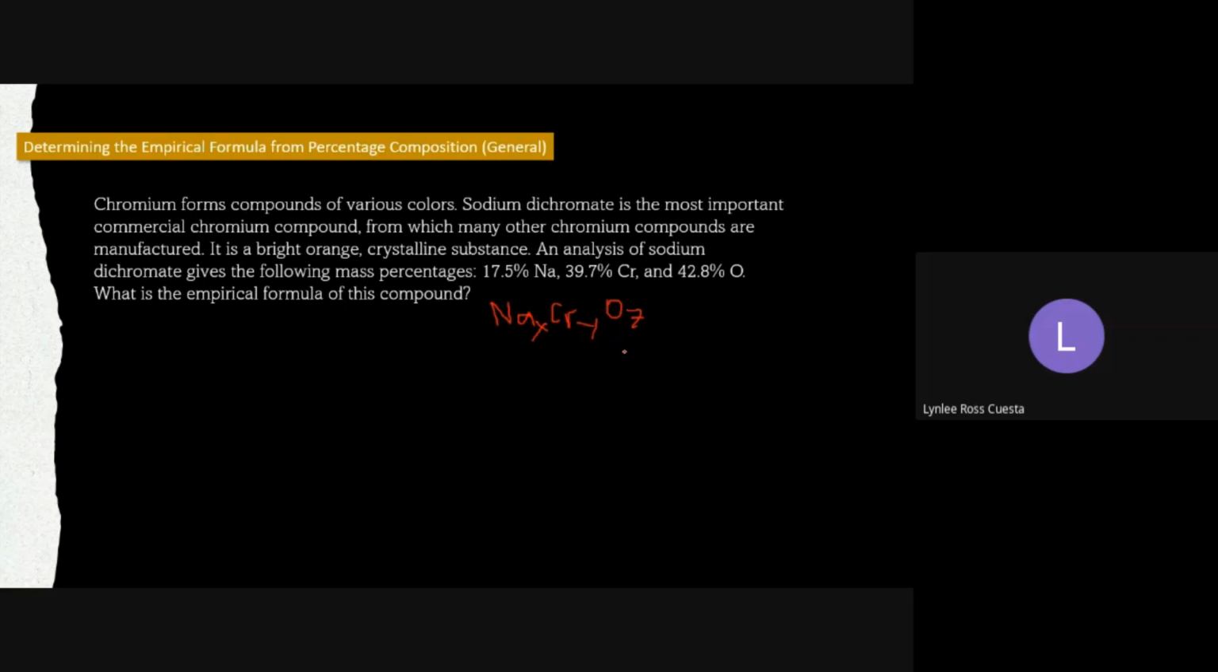We should use the percent composition of the data to determine the moles of sodium, chromium, and oxygen in the compound. And then we can use mole ratios of these elements to determine the empirical formula. So in this given problem, we also assume for the purposes of the calculation that you have 100 grams of substance, and then the mass of each element in the sample equals the numerical value of the percentage.